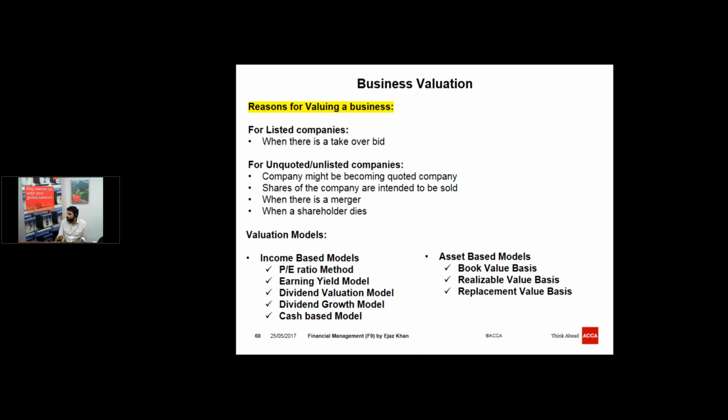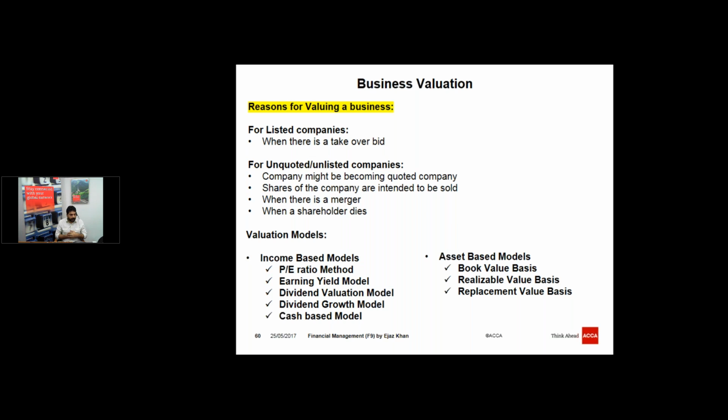Okay, let's start business valuation. Hold your horses, hold your questions. I'll give you time to ask me questions. Let's start business valuation. What is business valuation? It's actually when you are trying to put a value to any business using any method.